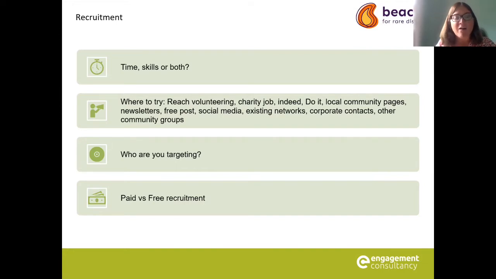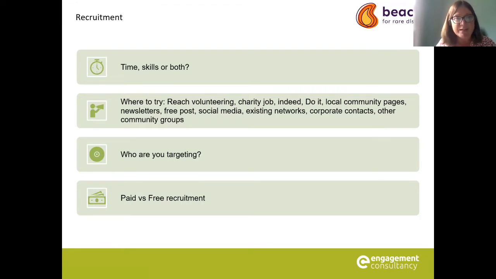Where to try? Oh, there are so many. It's such a rich tapestry of national places that you can try, and online, as well as the usual community places. It will really depend on where you're based, what kind of community presence you have, what kind of contacts you have, and what kind of offer you're making or what you're looking for from your volunteers.